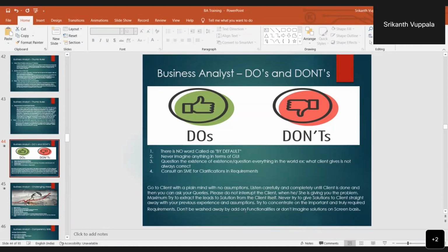Most of the time, what happens is a human tendency. When we talk to a stakeholder or client, and he tries to explain his issue or his problem, we suddenly jump into the solution, right? So we should not do that.